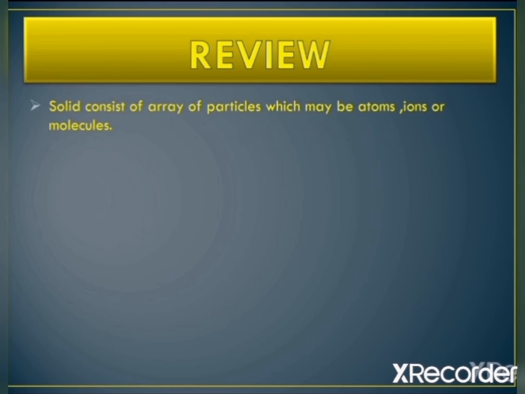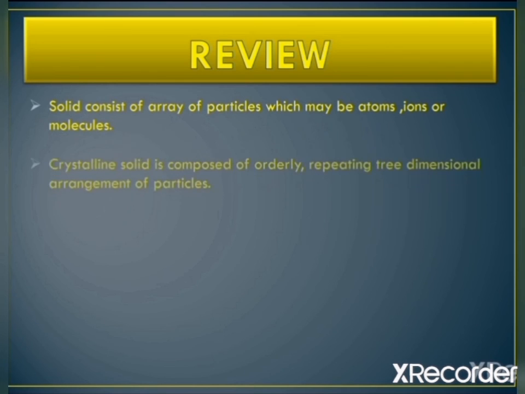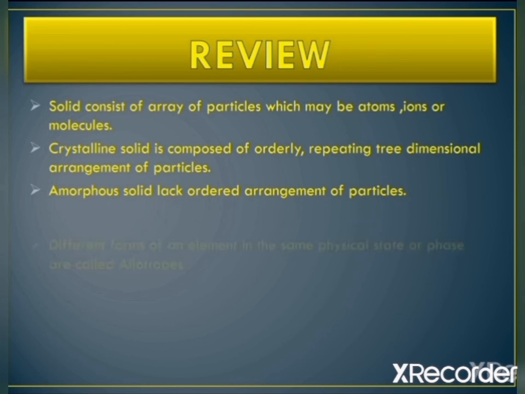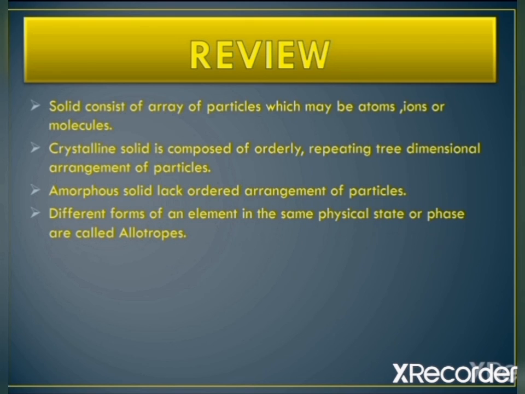Now, let us summarize what we have studied today. A solid consists of an array of particles which may be atoms, ions, or molecules. A crystalline solid is composed of an orderly repeating three-dimensional arrangement of particles. Amorphous solids lack an ordered arrangement of particles. Different forms of an element in the same physical state or phase are called allotropes.